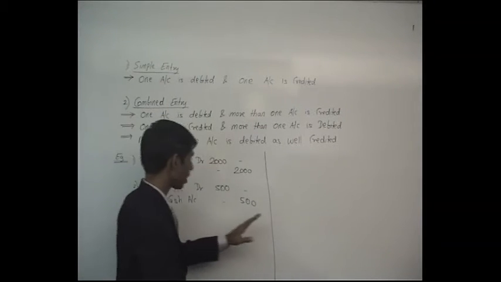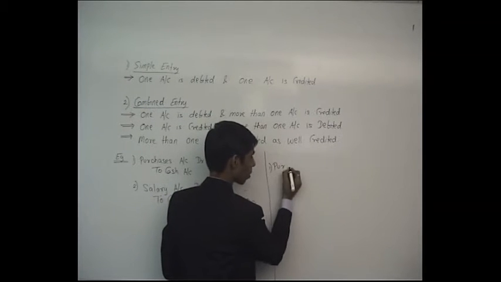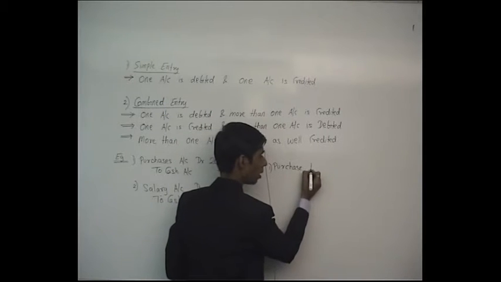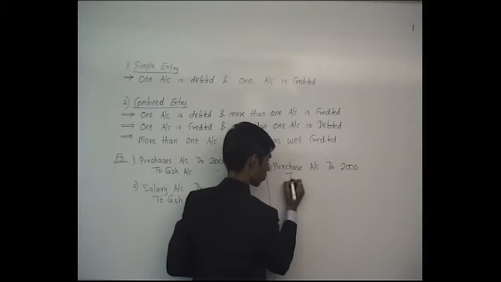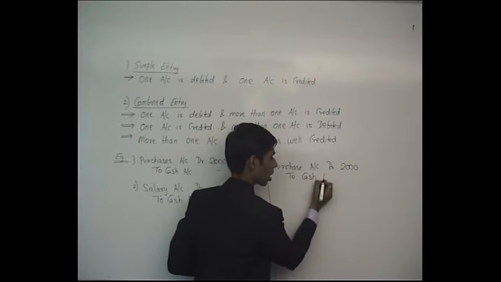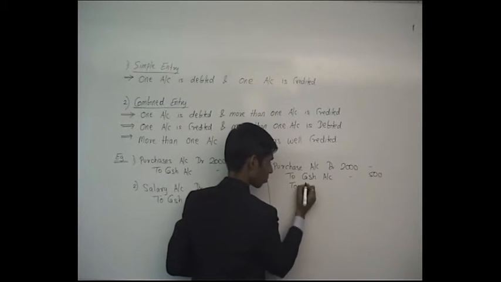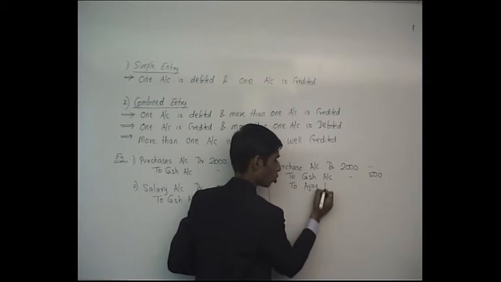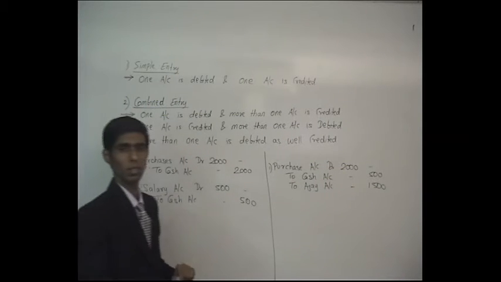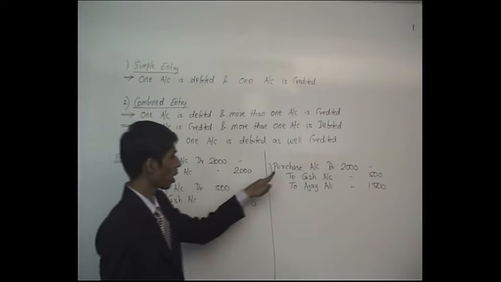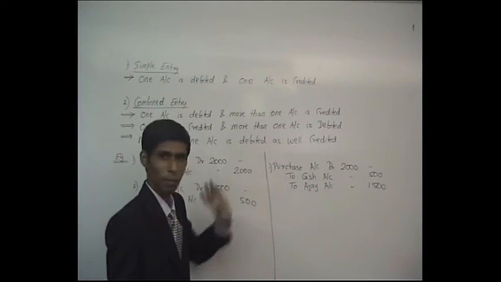But if I write like this, purchase account debit 2000 to cash account 500 to Ajay account 1500. This entry is known as combined entry, because one account is debited and more than one account is credited. That is known as combined entry.